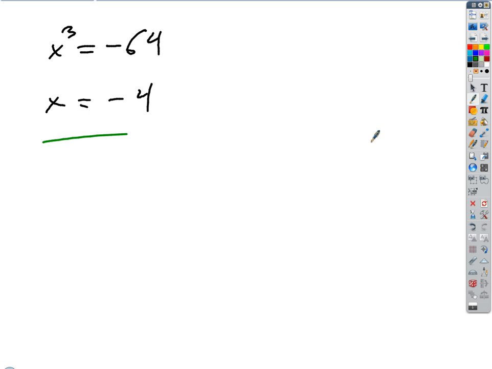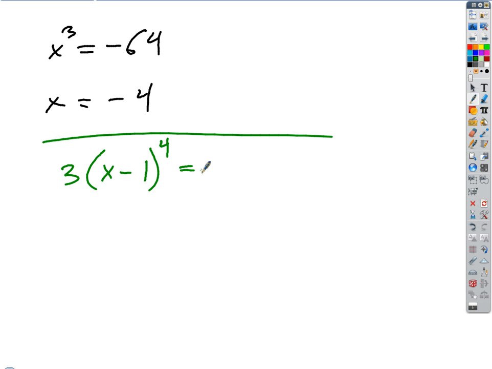What if we had 3 times the quantity x minus 1 to the 4th, minus 2, equals 1? I'll even make it harder. That's not hard enough. How does minus 2 make it way harder? Well, it doesn't. You'll see this won't be that hard. Okay, here's the point of my story. It's the hardest one we could possibly do.